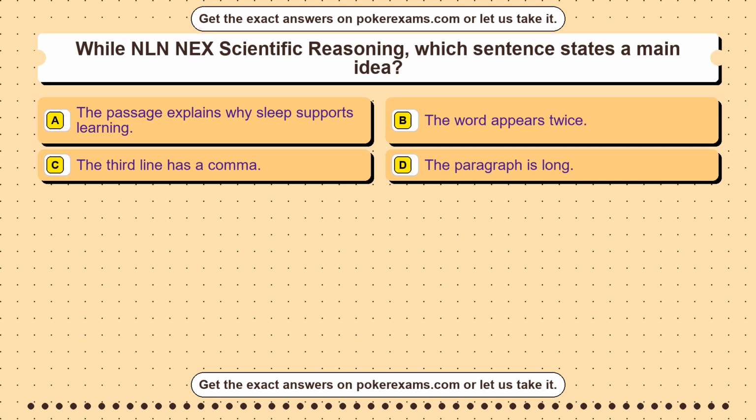Question 37. While taking the Get Science practice test, which substance is made of atoms bonded together? Option A, compound. Option B, opinion. Option C, variable. Option D, government.